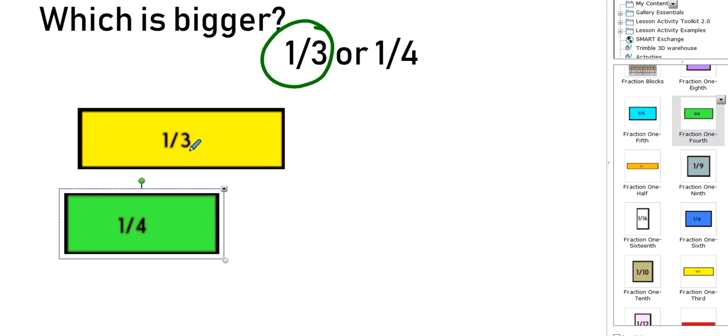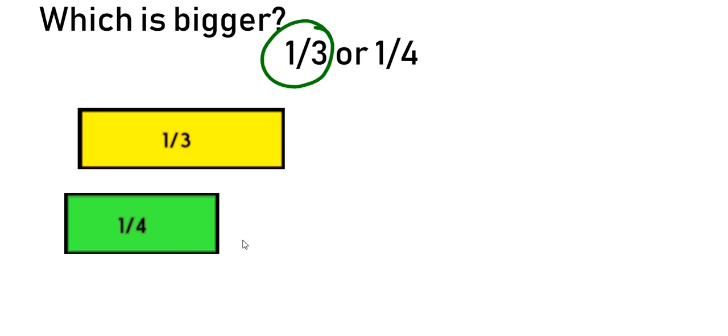Sure. In this case, the 1 got broken up into 3 pieces. In this, the 1 got broken up into 4 pieces. So if you take the same size whole unit and break it up into more pieces, each of those pieces is smaller. Since we're only choosing one piece here and one piece here, we can look at the size of the pieces we've broken things up into to determine who's bigger. If we only break up into 3 pieces, those 3 pieces are bigger.